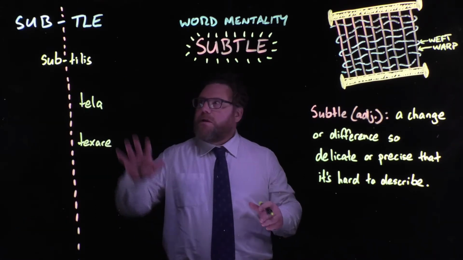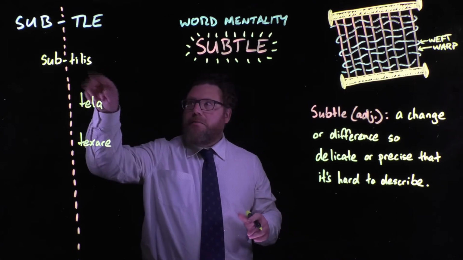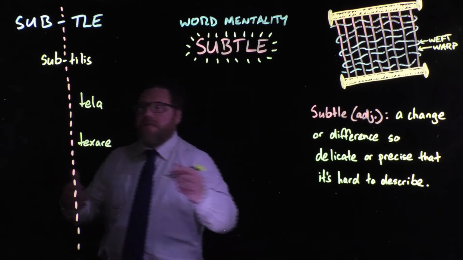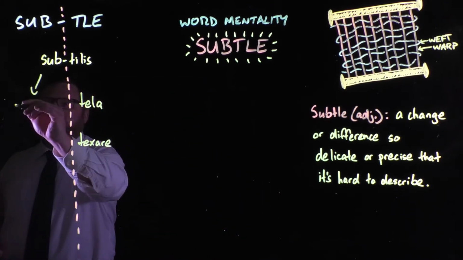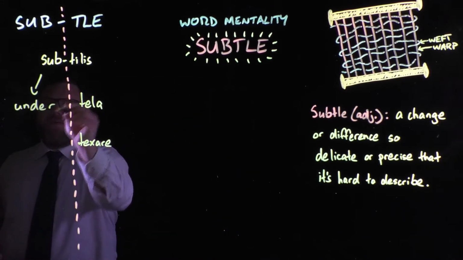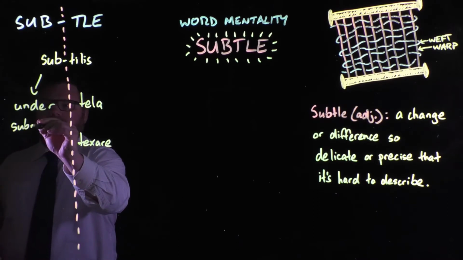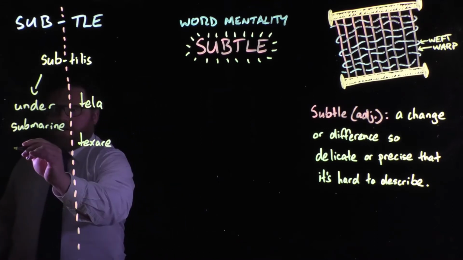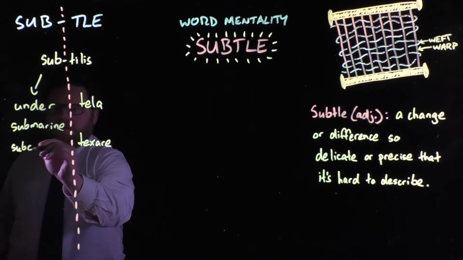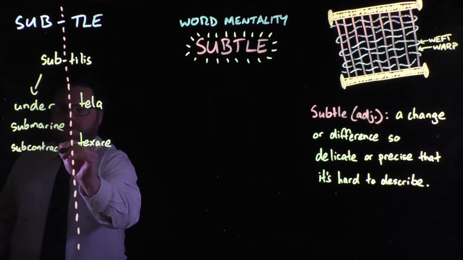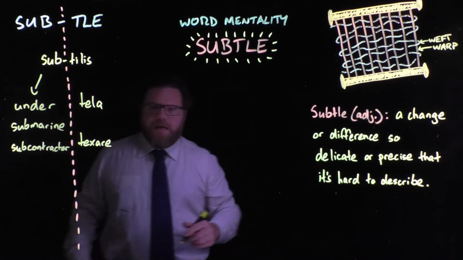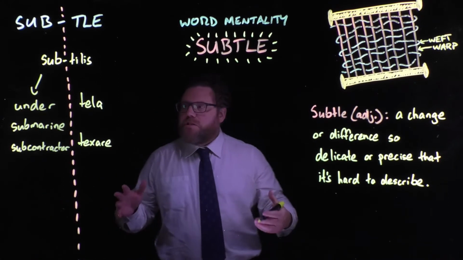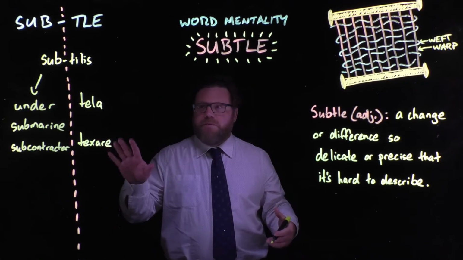Okay, so to do this, we're going to break the word up into two parts, sub and then the ending TLE. Sub is pretty easy. We understand what sub means. It means under, and we see it in lots of other words. So we get words like submarine, meaning under the sea. Or we get a word like subcontractor, meaning somebody who's working under another contractor. Sub-editor, subterranean, lots of words like that. So we understand sub, that's pretty easy.